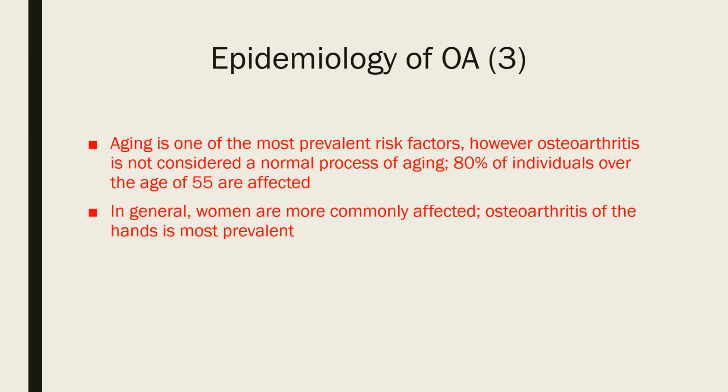So, ladies and gentlemen, listen up, and then listen up one more time. Aging is one of the most prevalent risk factors. However, osteoarthritis is not considered the normal process of aging. 80% of individuals over the age of 55 will be affected. Age will be a factor. In general, women are more commonly affected. Osteoarthritis of the hands is most prevalent. Ladies and gentlemen, please take note.